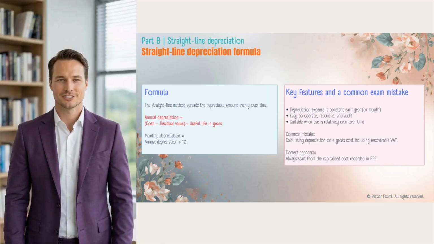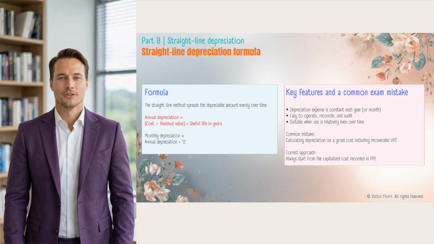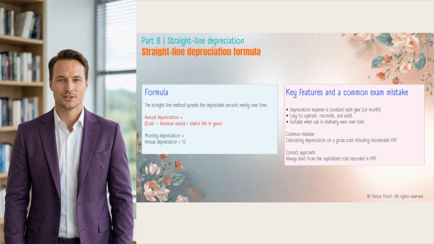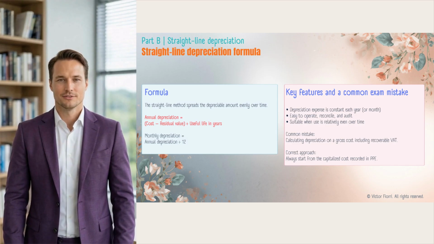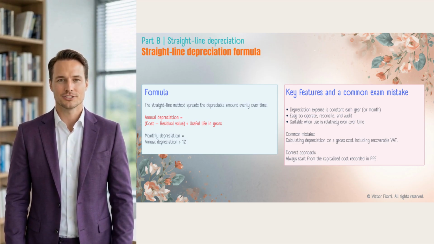Now let us look at the straight line depreciation formula. The straight line method spreads the depreciable amount evenly over time. Annual depreciation equals cost minus residual value divided by useful life in years. Monthly depreciation equals annual depreciation divided by 12. The key feature of this method is consistency. The depreciation expense stays the same each year or each month, as long as there is no change in estimate.